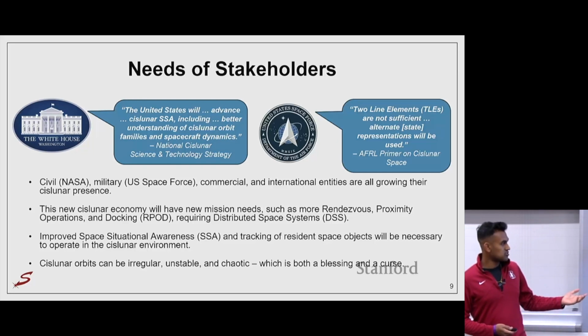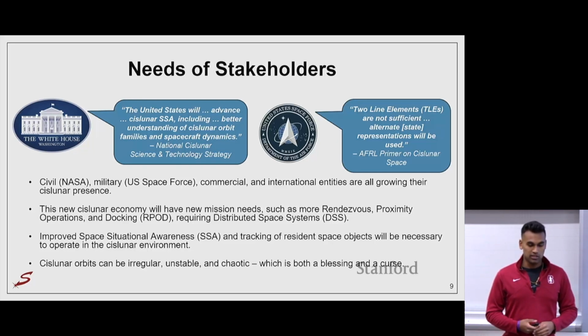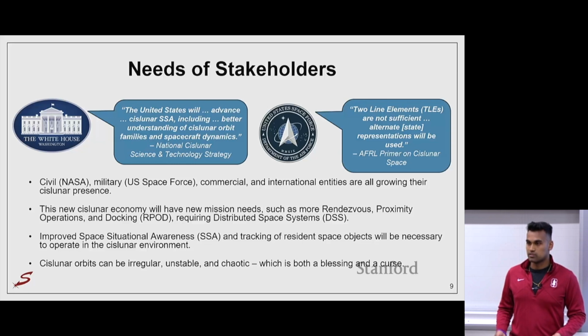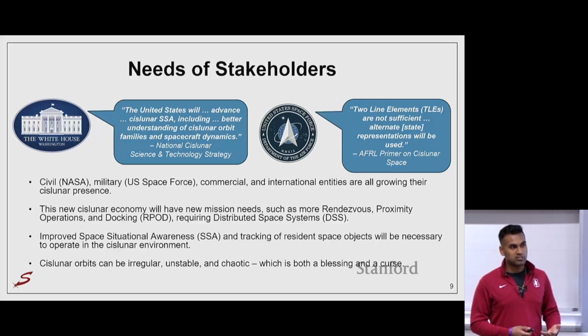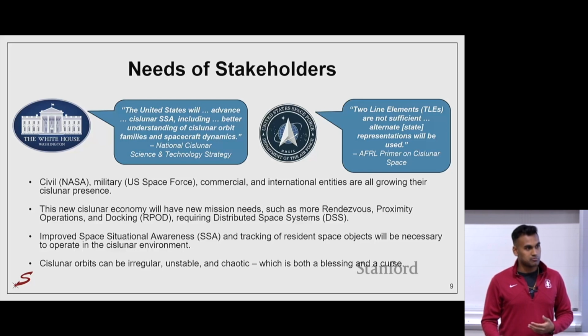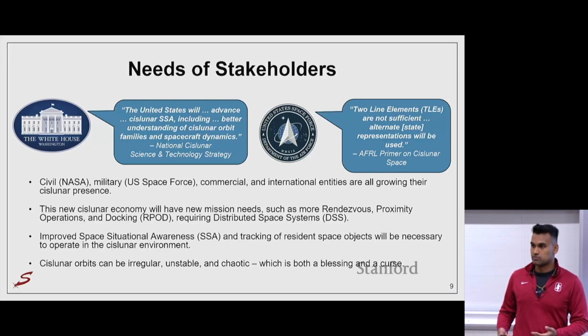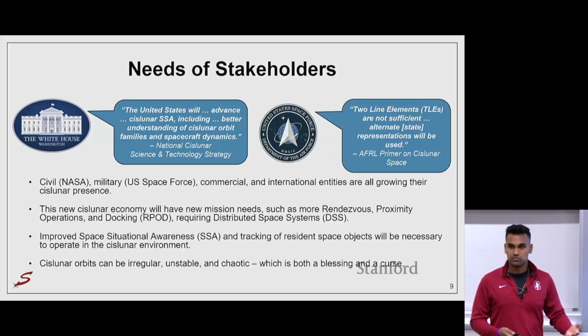And these cislunar orbits, which we'll get into very soon, can be irregular, unstable, and chaotic. But that's both a blessing and a curse, because it's hard to characterize, but if we can leverage it properly, then we can achieve things that we wouldn't be able to in Earth orbit.